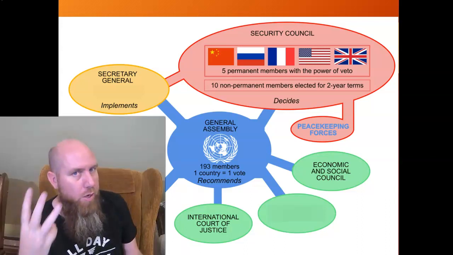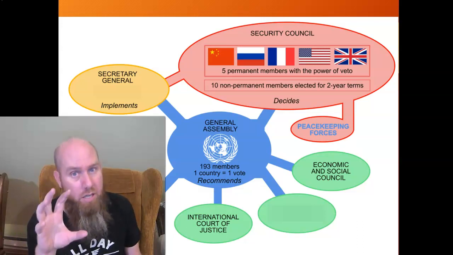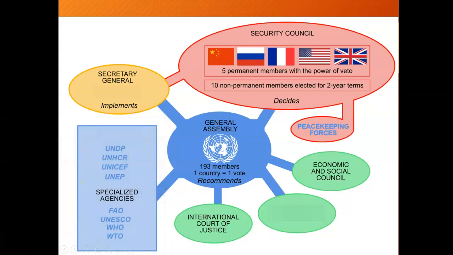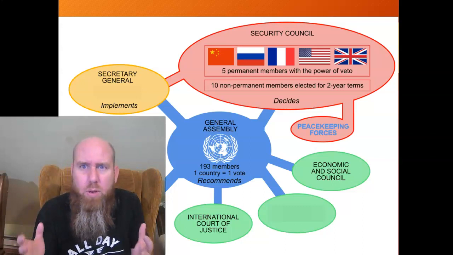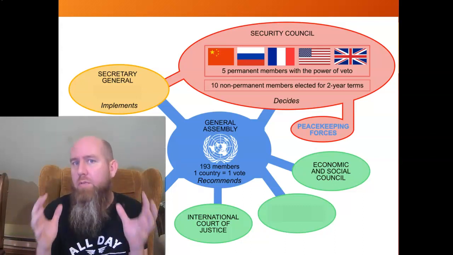These are really the big 3 organs of the UN, and these are the ones that you really need to understand. I do like how this diagram points out the General Assembly recommends, the Security Council decides, and they also run the peacekeeping forces, and the Secretary General implements or executes the ideas. So these 3 are probably what we normally really think of when we're thinking of the UN. It's the government of the UN.